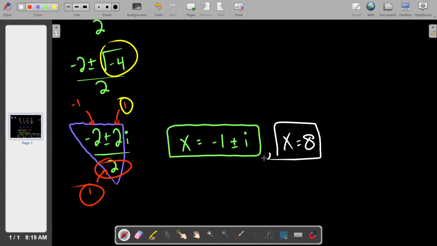How many answers do you see on the screen? There are 3. One of them is x equals 8. Let me use my fingers to count with you. One of them is x equals 8. Can someone read me one other answer? No. That's not one answer. Take the plus or minus and just say plus. Negative 1 plus i is another answer. Give me the third answer. Negative 1 minus i. We came into this expecting three answers. There's our three answers. Let's go again.